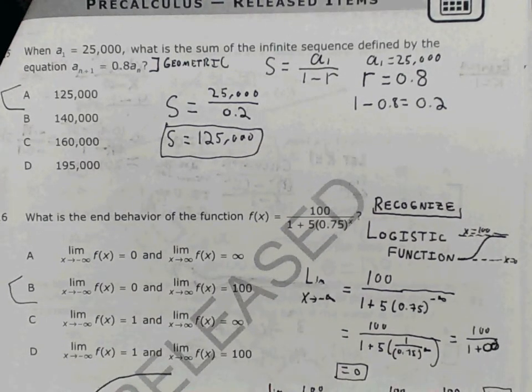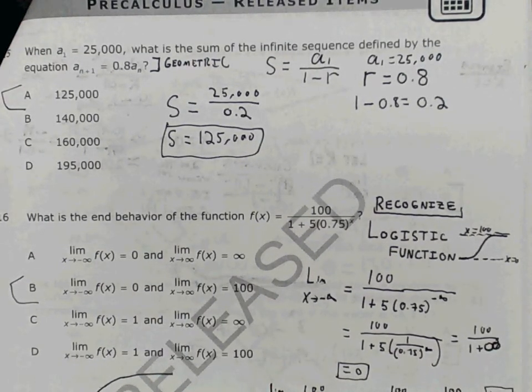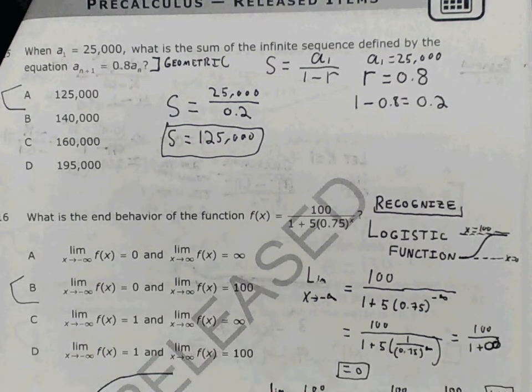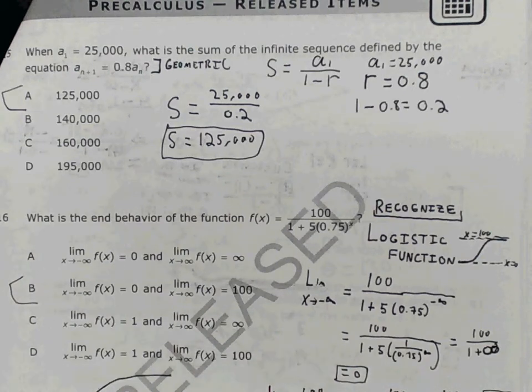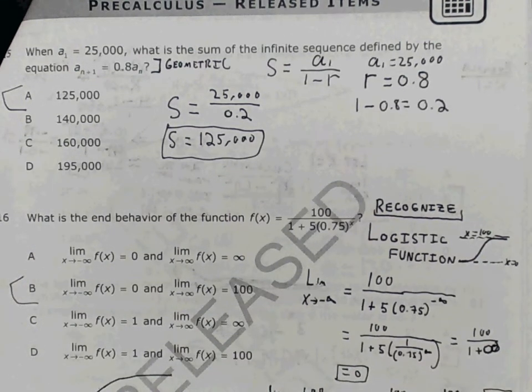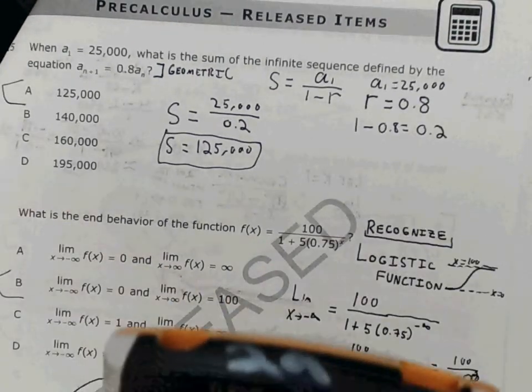The limit as x approaches infinity is going to involve 0.75 to the infinity power. So each consecutive time you multiply 0.75, you raise it to a higher power. It's going to get smaller and smaller and smaller until it almost becomes 0, so 5 times 0. So that's going to be 100 over 1 plus 5 times 0, which is equal to 100 over 1, which is 100.